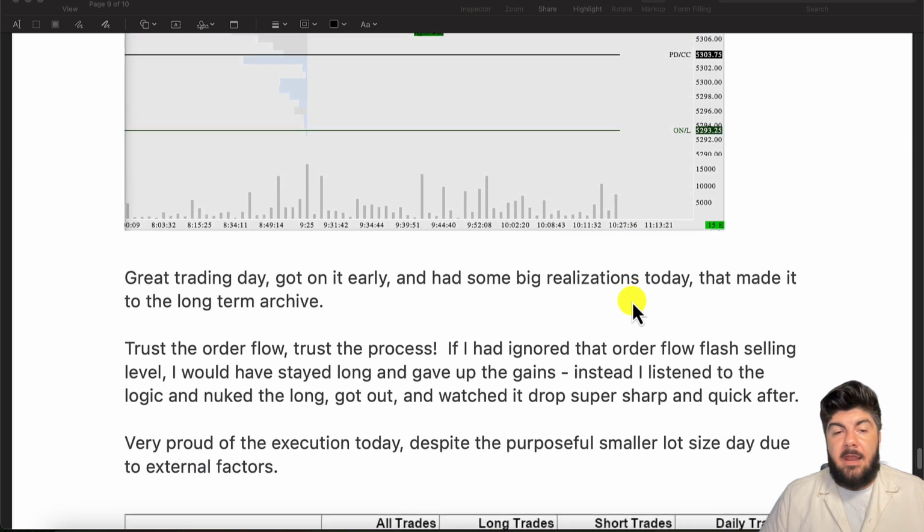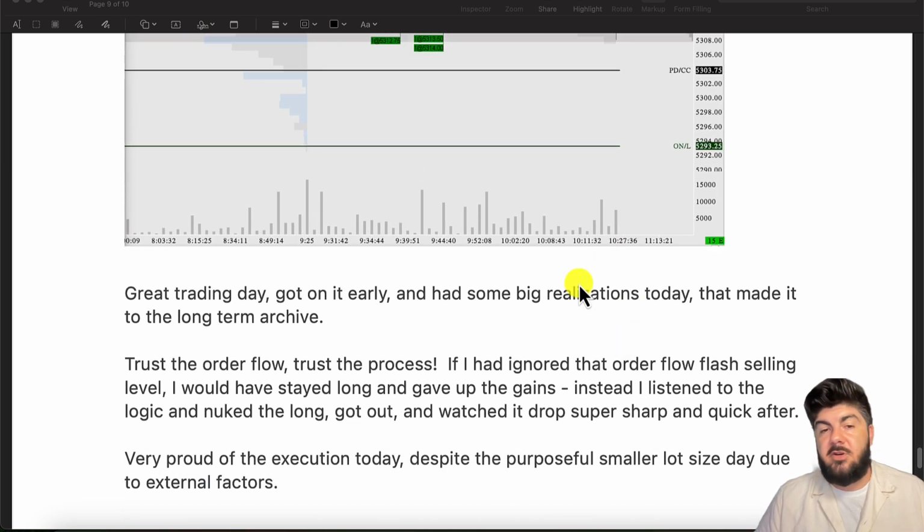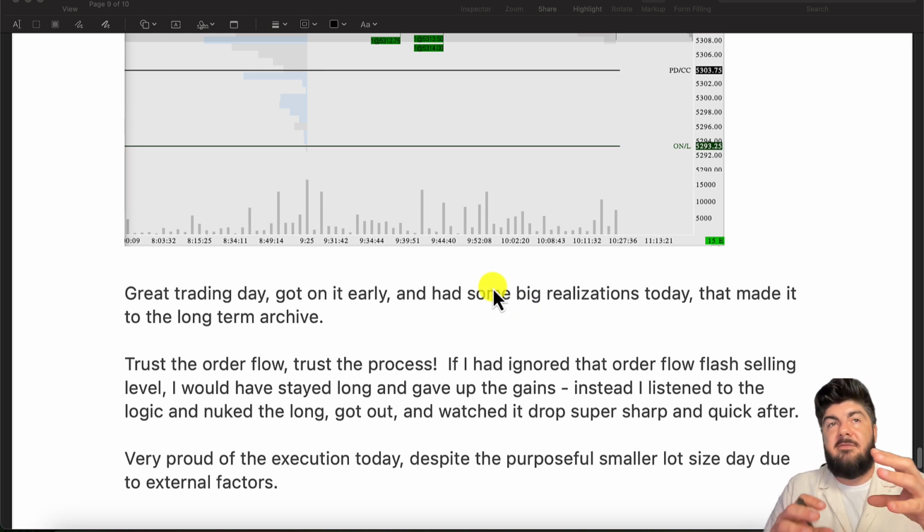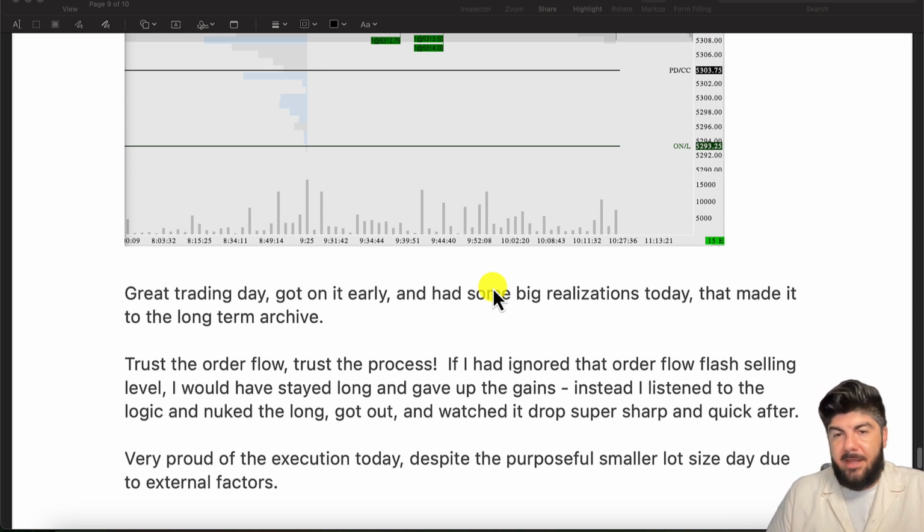Now you look at it, and I say this to myself: great trading day. Got on it early. Had some big realizations today that made it to the long-term archive. I also have a long-term archive where if I find something super valuable for myself, I put it there, so I can just review that archive, and I only have the gold that I've accumulated throughout trading since 2001.